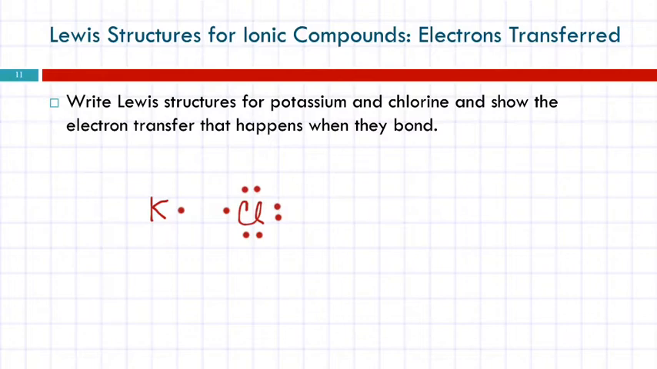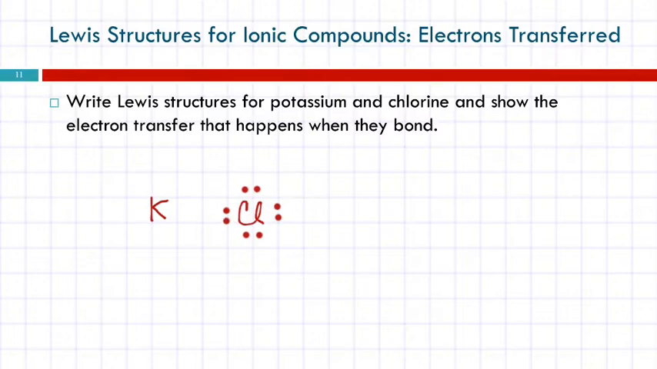So everybody's trying to get 8 valence electrons. So chlorine says, hey, can I have that electron? If you give me that electron, then I'll have 8 valence electrons, and I'll be dressed like the cool kids, and maybe they'll let me go to their party. So potassium gives the electron to chlorine.